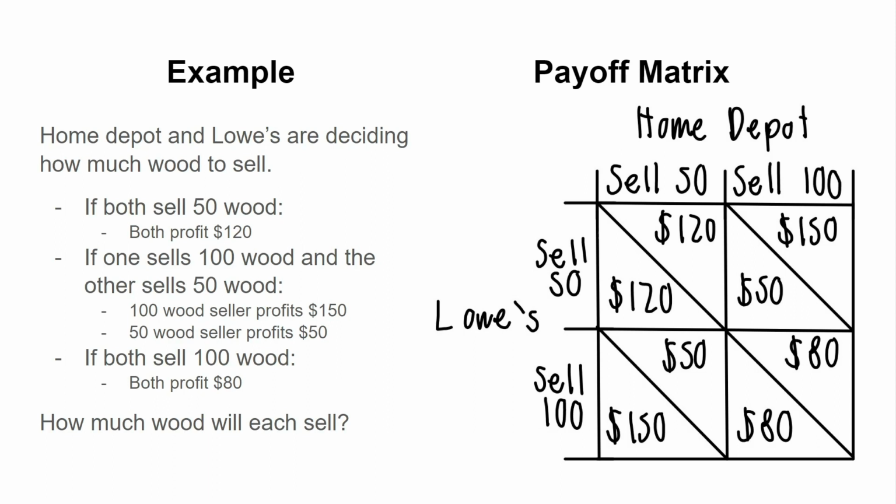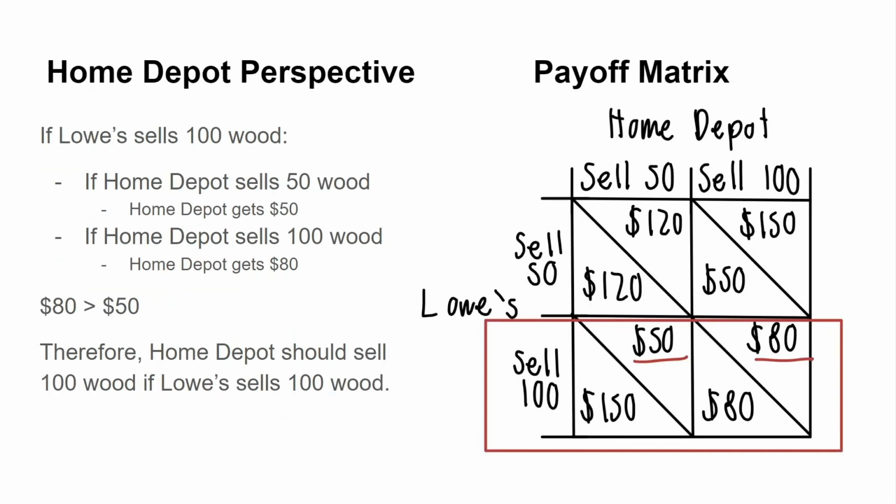To determine how much wood each company will sell, we need to think in the perspective of one of these companies. Let's say we're Home Depot. If we think that Lowe's is going to sell 100, then we should also sell 100. This is because if we sell 50, we would gain $50, and if we sell 100, we would gain $80. Since $80 is bigger than $50, this would be a better outcome.